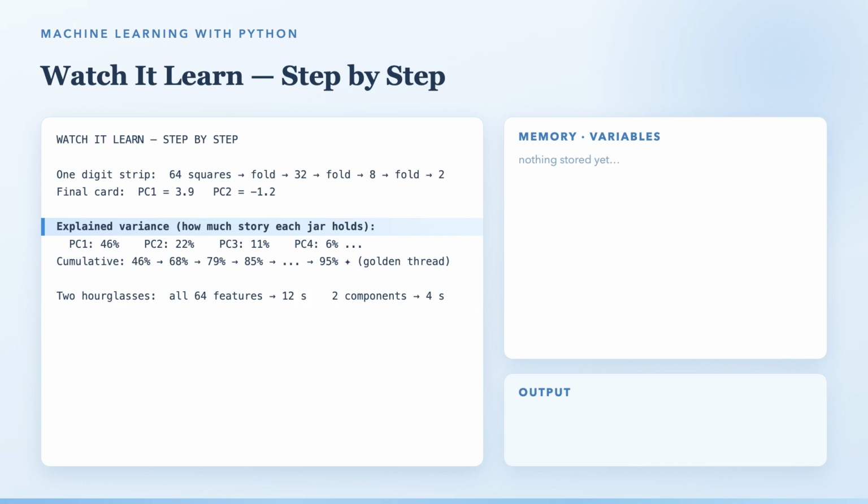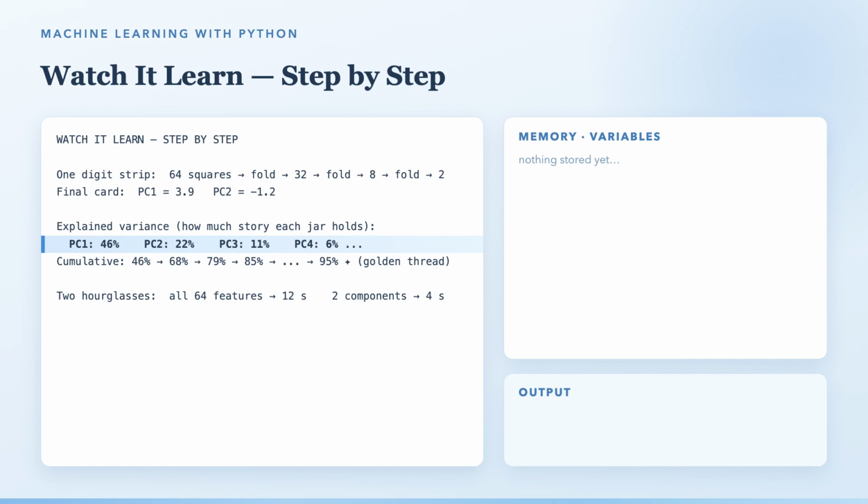And why go to all this trouble? The hourglasses know. Training on all 64 features, 12 seconds. Training on the folded cards, 4. Same story, a third of the sand. If the folding felt mysterious, that's all right. We'll see it again now, in code.